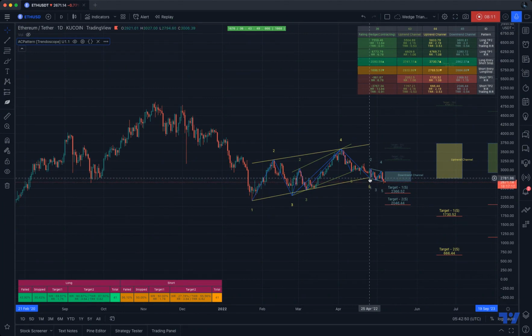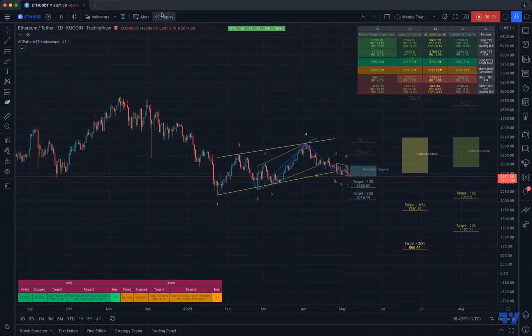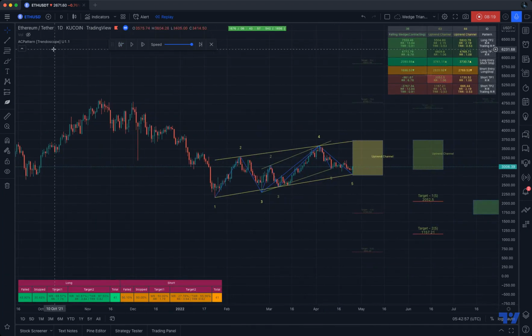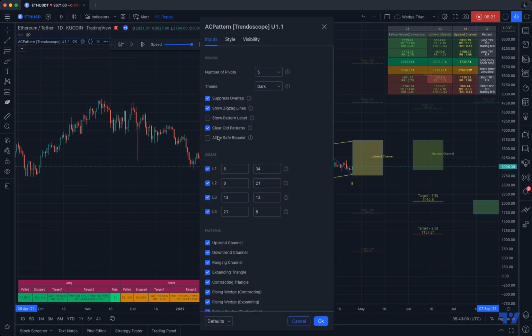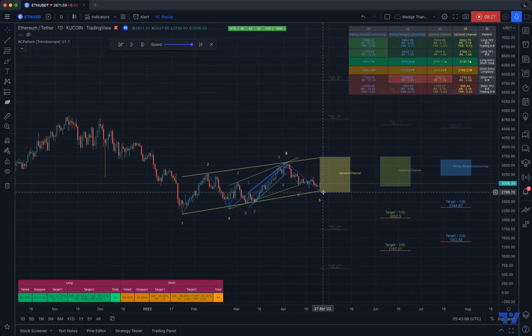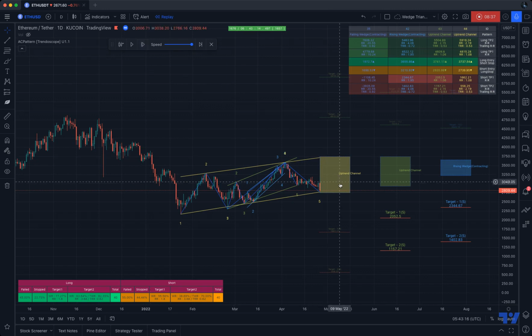For example, let me go to a replay and enable safe repaint. With safe repaint enabled, this pattern is still there, and the entry is reached if price comes to this point, right? But let me forward one. So what happened is the entry didn't reach.